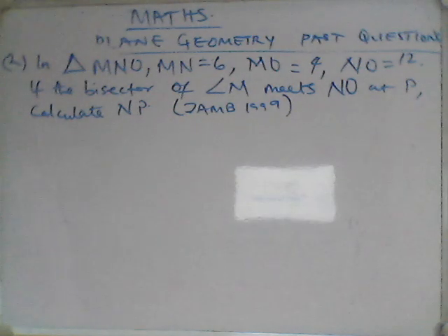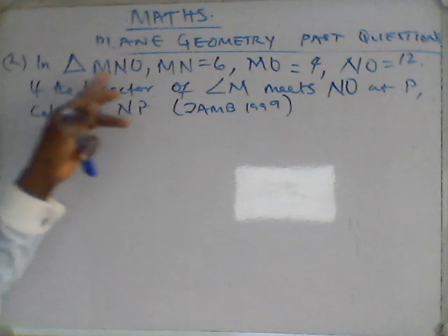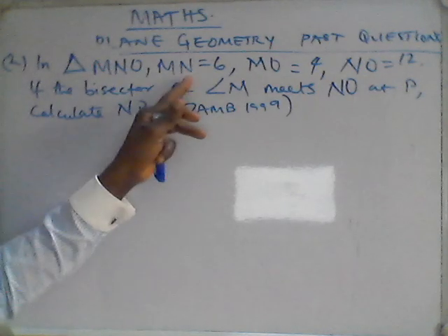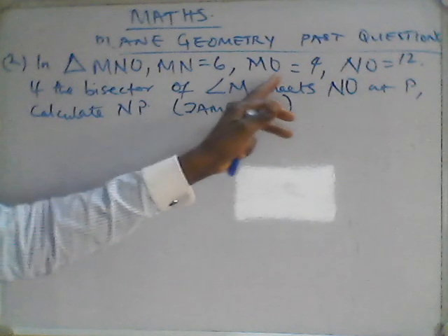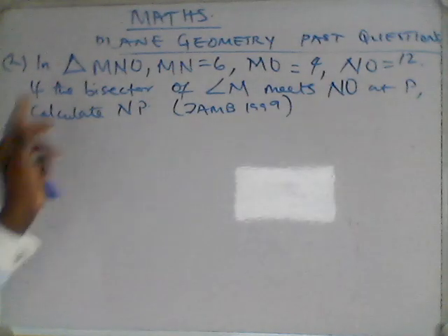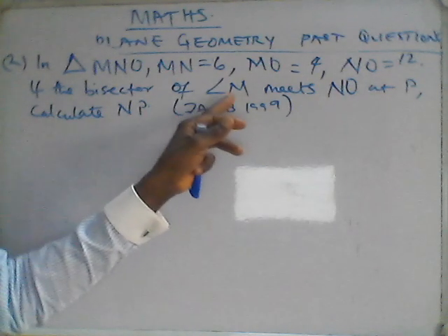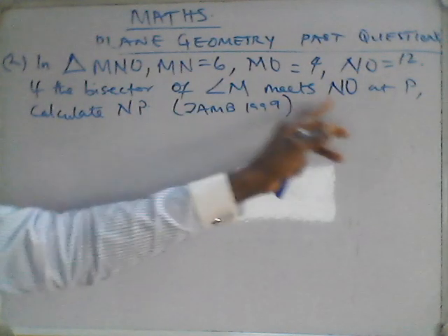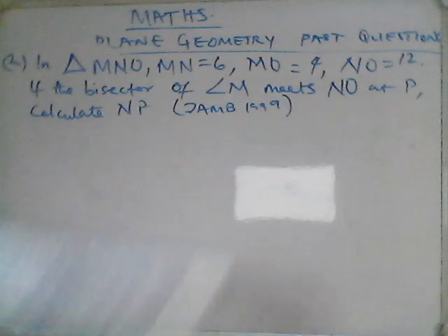Okay, so I have this question on the board. It's from JAM 1999. It says in triangle MNO, NM is equal to 6, MO is equal to 4, NO is equal to 12. If the bisector of angle M meets NO at P, calculate NP.